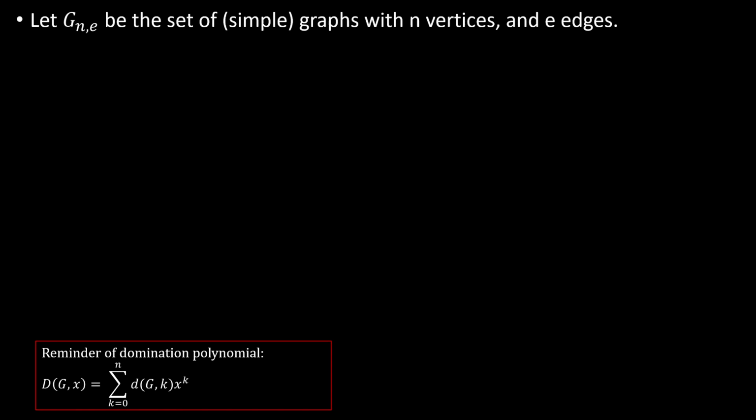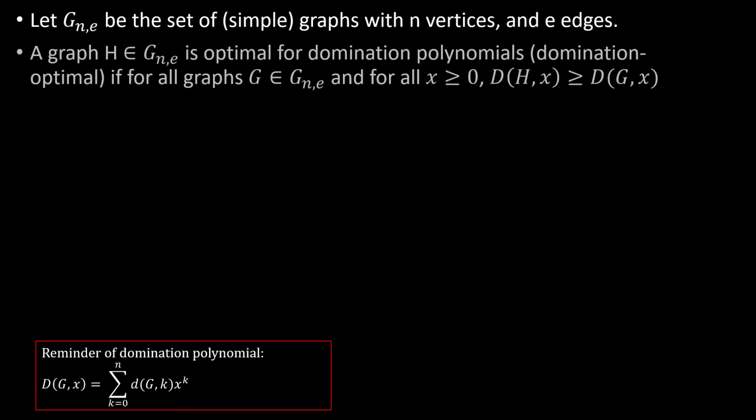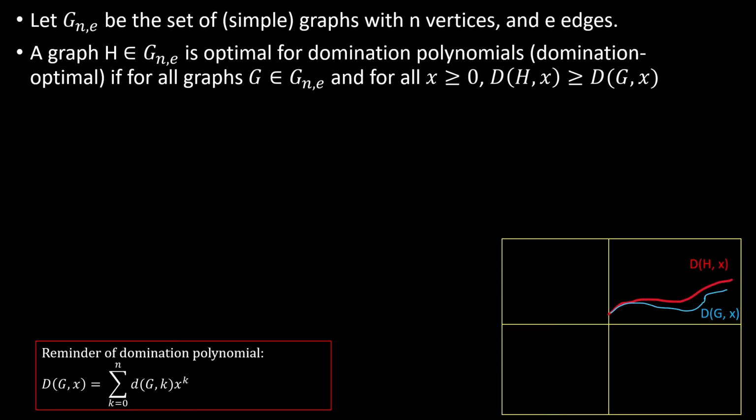First, by G sub n e, we mean the set of all simple graphs with n vertices and e edges. A graph H with n vertices and e edges is said to be optimal for domination polynomials if for all graphs G in G sub n e and for all x greater than or equal to 0, the domination polynomial of H evaluated at x is greater than or equal to the domination polynomial of G evaluated at x.